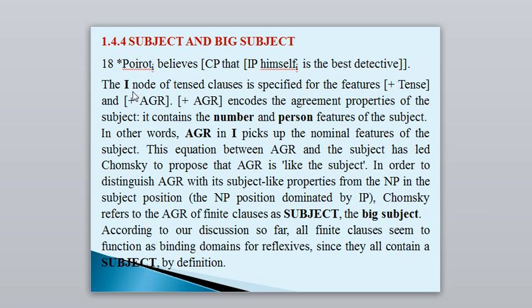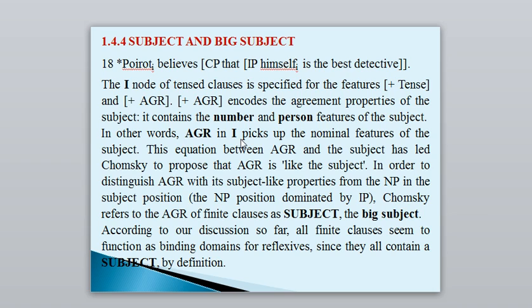So the I node, this is IP, the inflection node of tensed clauses, is specified for the features plus tense and plus agreement. I told you about these features in the previous sessions. Agreement encodes the agreement properties of the subject. It contains the number, for example, and the person features of the subject. In other words, agreement in inflection, I, picks up the nominal features of the subject.